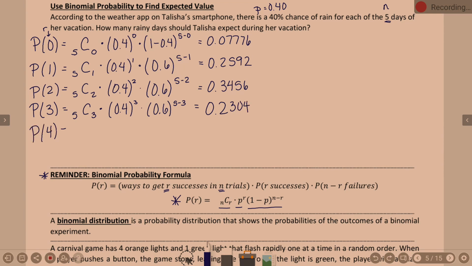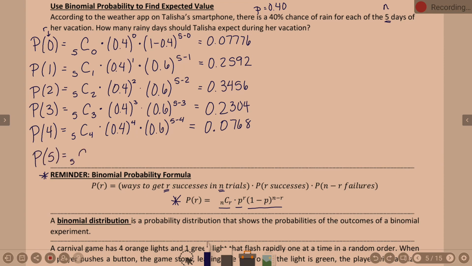Okay, 2 more. Probability of 4. 5 days, picked 4 at a time, times a 40% chance on each of those 4 days, and then times a 60% chance on 5 minus 4, so the remaining 1 day. 0.0768.